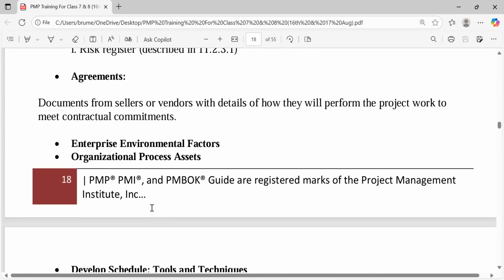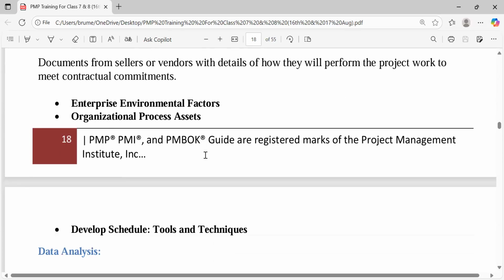So agreements, these are documents from sellers or vendors with details of how they will perform the project work to meet the contractual commitment. If you don't know what they have promised, how would you schedule that? So that's why we want to see their promises. We want to cite their contract and the kind of agreement entered with these vendors, these sellers.